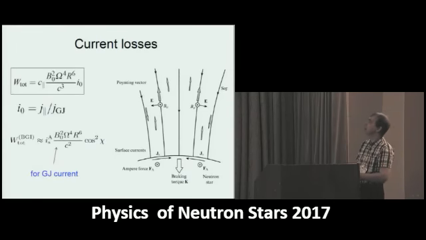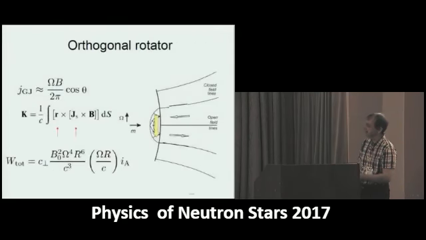And a very important conclusion: for local Goldreich-Julian currents, we introduce a dimensionless current as the longitudinal current divided by the Goldreich-Julian one. If the current flowing in the magnetosphere is exactly equal to the Goldreich-Julian current, we will have a decrease of the energy losses with inclination angle. This is a very important point. Let me show this picture I have shown for many, many years.